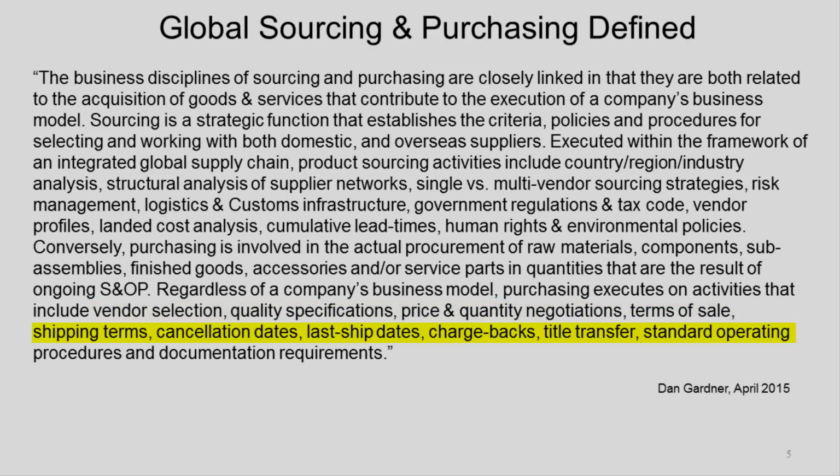Chargebacks to vendors, should they not comply with our contractual agreements. Title transfer to us as a buyer. When do we take possession and title to those goods and they're on our balance sheet? Huge financial consideration. Standard operating procedures and documentation requirements. We like to buy a good quality product at a fair price, but we want our vendors to have documentation that makes it easy for us to clear through customs. That's a really important consideration. So lots going on from a sourcing strategic perspective and into a purchasing tactical execution perspective.